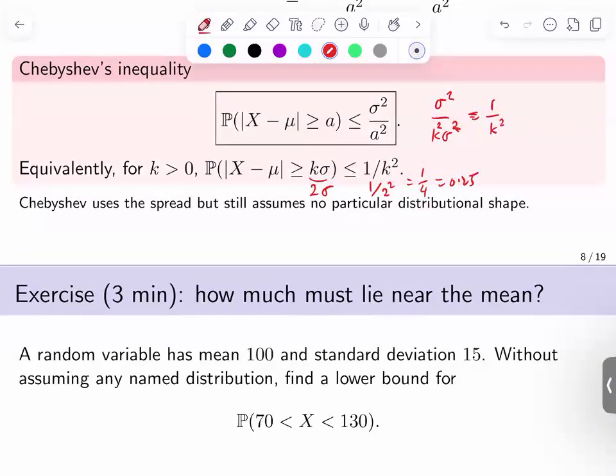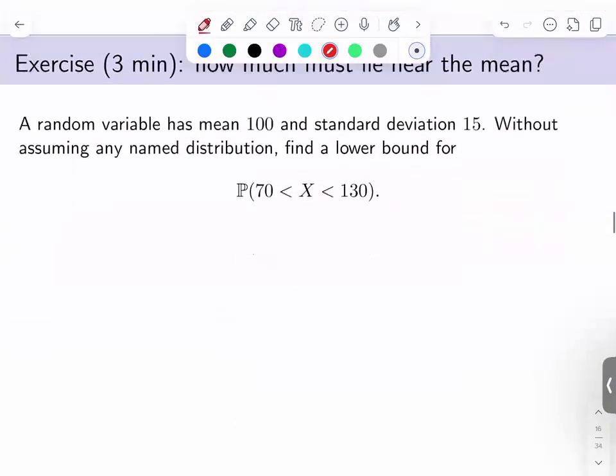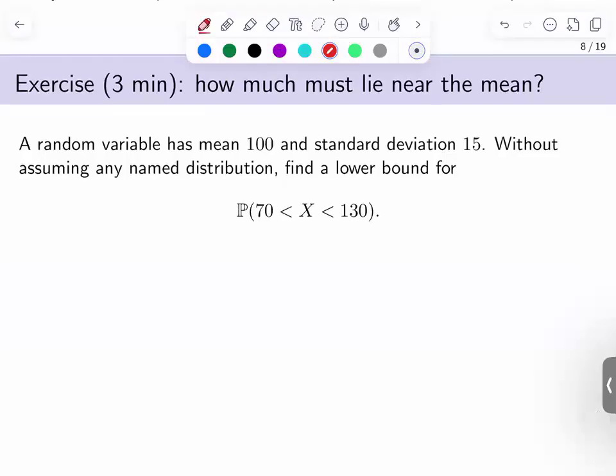Okay, let's see an example. Can you do this example rather quickly? Let's see if people can. A random variable has mean 100 and a standard deviation 15, without assuming any distribution. Can you find a lower bound for this probability? Maybe think a little bit about this. Can we use one of these inequalities to find a lower bound?